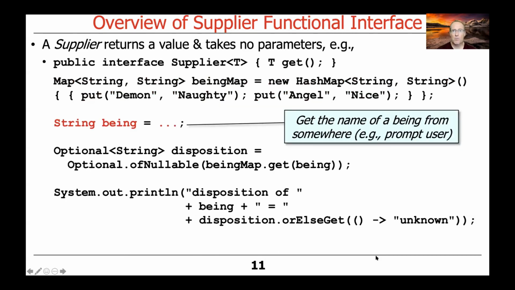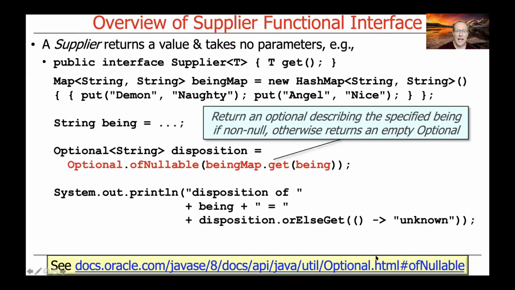And then down here, from somewhere, from a file name, from a GUI, from something over the network, who knows where, we're going to get the name of a being. So angel, demon, wizard, whatever. And then we're going to look up in this being map the name that's been given to us. Now, what makes this interesting is if we're given a name that's already in the map, like demon or angel, then we're going to get back its disposition.